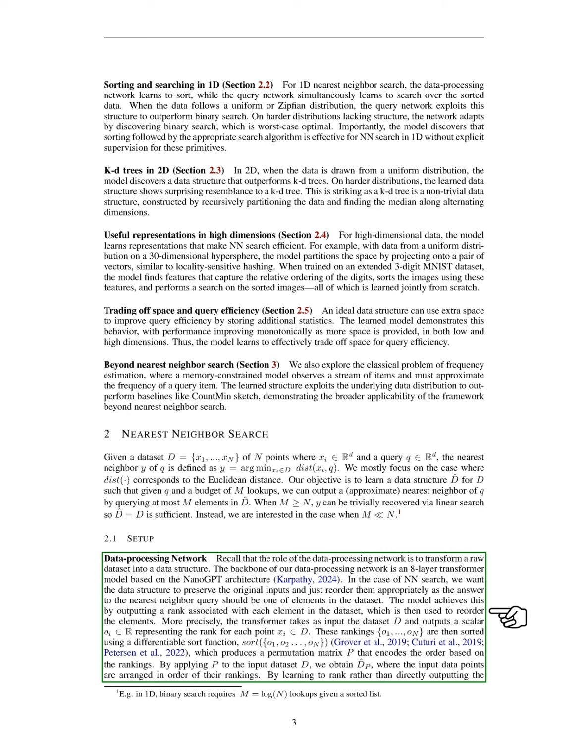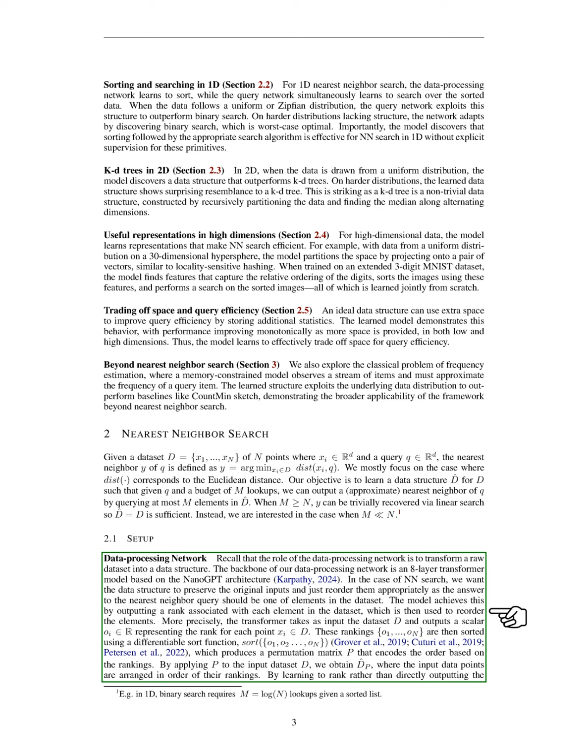We set up a data processing network to transform a raw dataset into a usable data structure. Our network is based on an 8-layer transformer model. For nearest neighbor searches, we want the data structure to maintain the original inputs while reordering them, as the answer should be one of the dataset elements. The model achieves this by assigning a rank to each element, which is then used to reorder them.